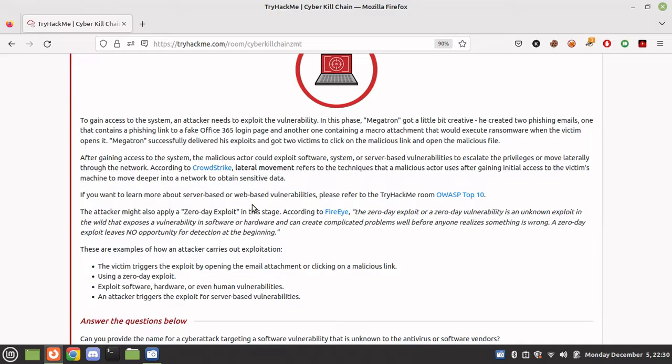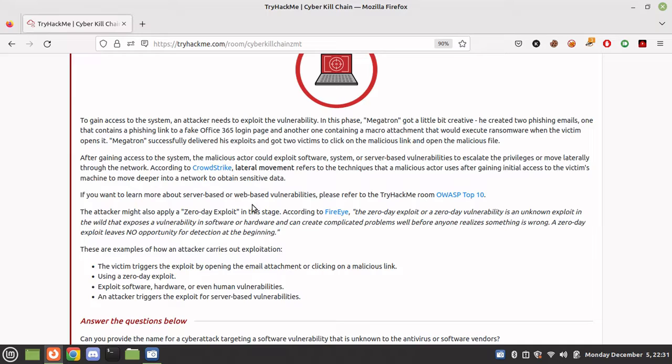If you want to learn more about these server-based or web vulnerabilities, please refer to the TryHackMe room OWASP Top 10, which is really good. Sorry, Open Web Application Security Project, top 10. Basically, it's a very big community, and they provide the web vulnerabilities which occur really often.